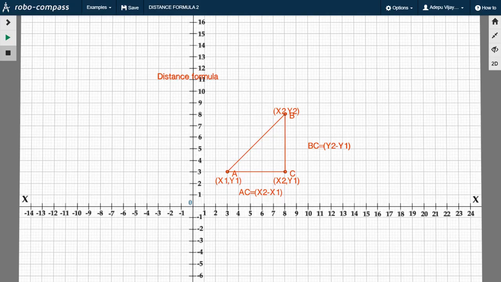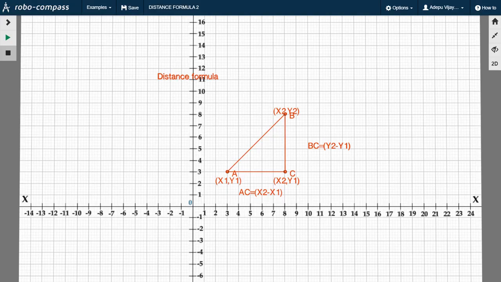Now today we are going to use Pythagoras theorem and find the formula for distance between 2 points. I am taking A and B as 2 points with coordinates x1, y1 and x2, y2. Now I want to find the distance between AB. So here I am constructing a right angle triangle ABC with right angle at C. So the coordinates of C are x2, y1.